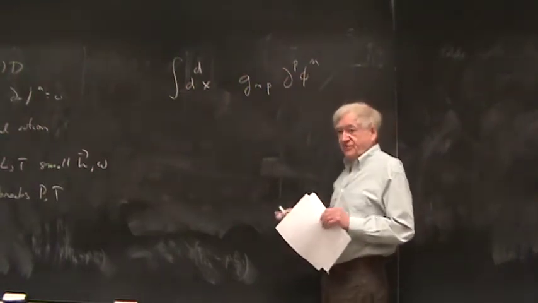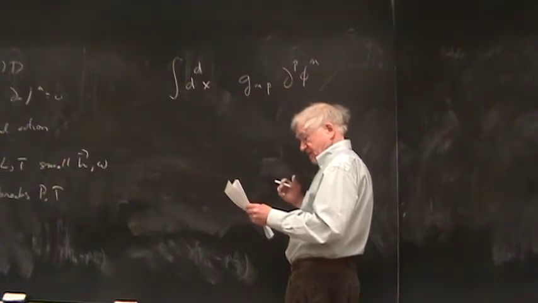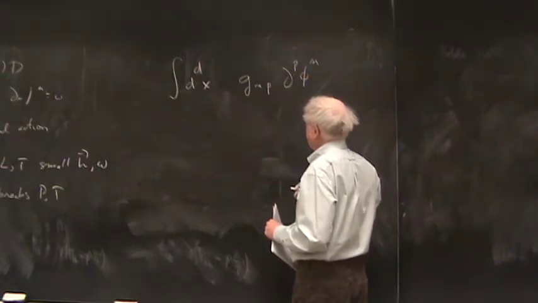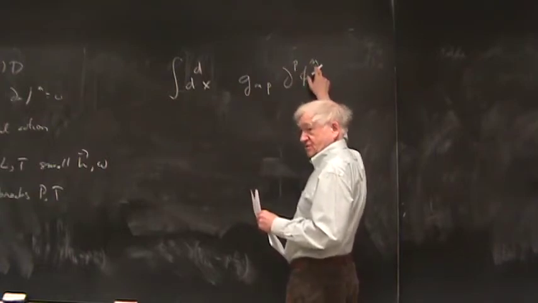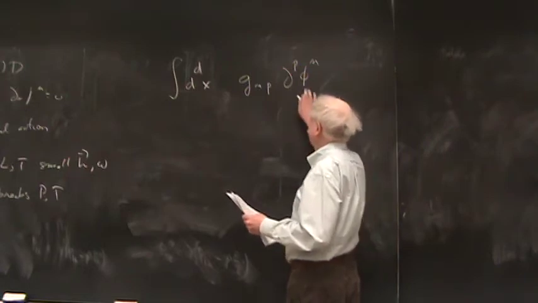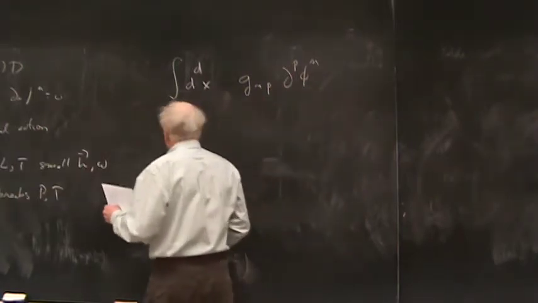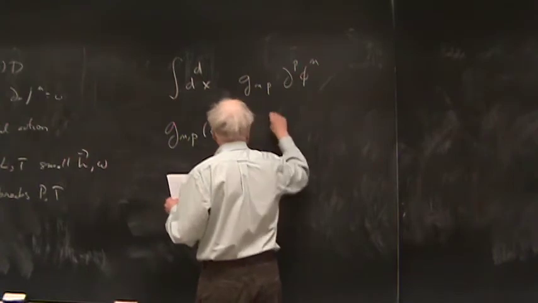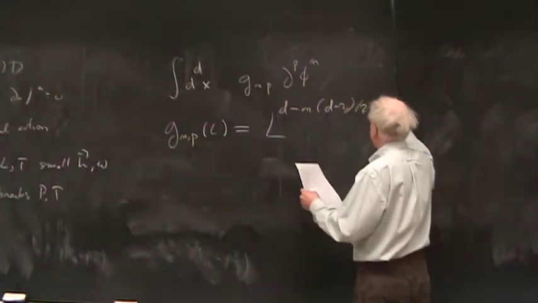And in fact, the way the whole thing started was, we wanted the action to remain invariant when we scaled space by L. And when we scaled space by L, we wanted the term where p was 2 and n was 2, because that's the free action, to remain invariant. And that told us how phi has to transform. And in fact, what we see here then is that g_{np} goes as L to the D minus n(D minus 2)/2 minus p.